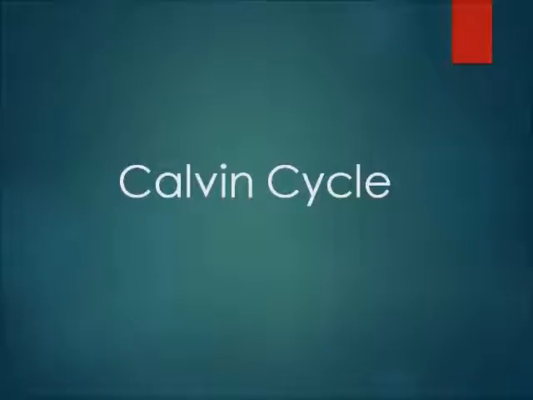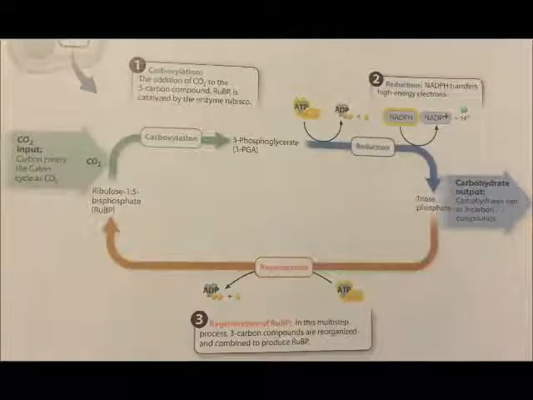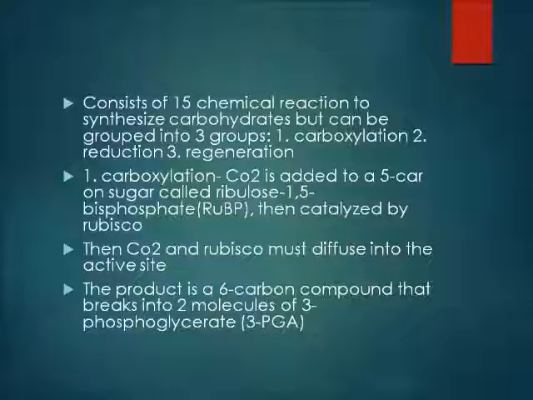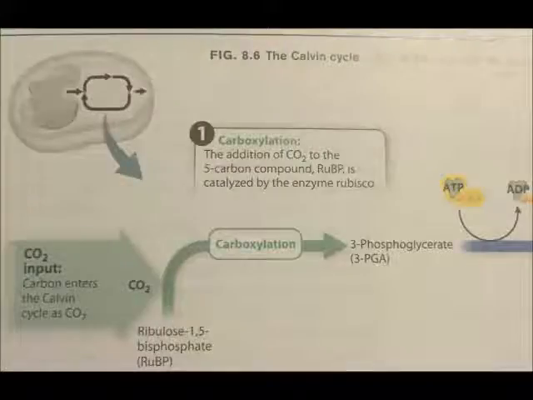It consists of 15 chemical reactions to synthesize carbohydrates that can be grouped into 3 groups: carboxylation, reduction, and regeneration. Carboxylation: carbon dioxide is added to a 5-carbon sugar called ribulose 1,5-bisphosphate, or RuBP, catalyzed by rubisco, which is an enzyme. Then carbon dioxide and rubisco must diffuse into the active site. The product is a 6-carbon compound that breaks into 2 molecules of 3-phosphoglycerate, or 3-PGA.